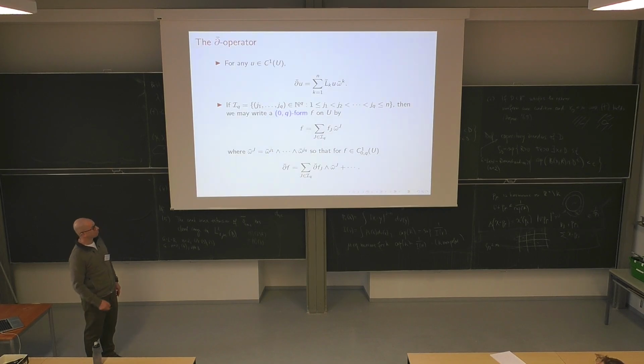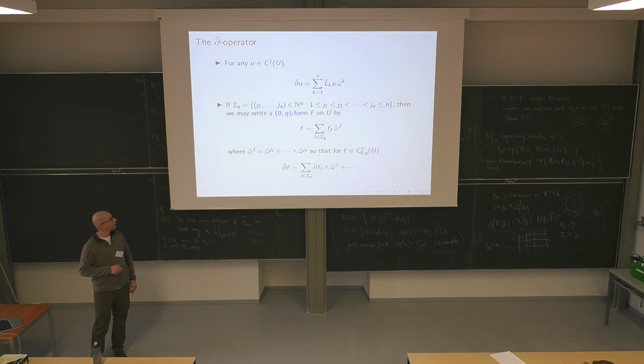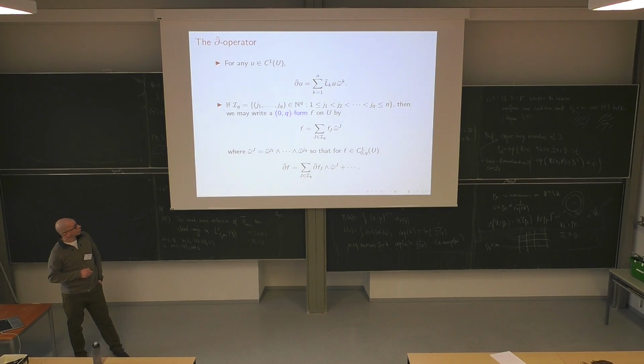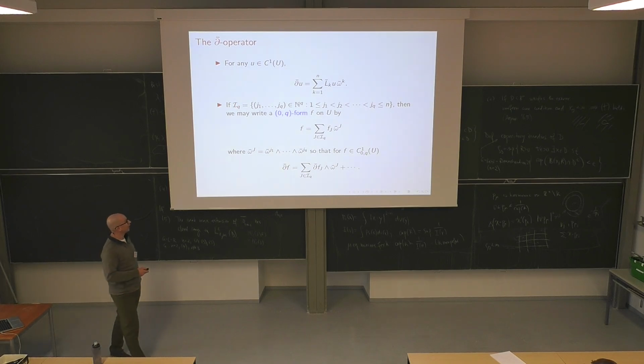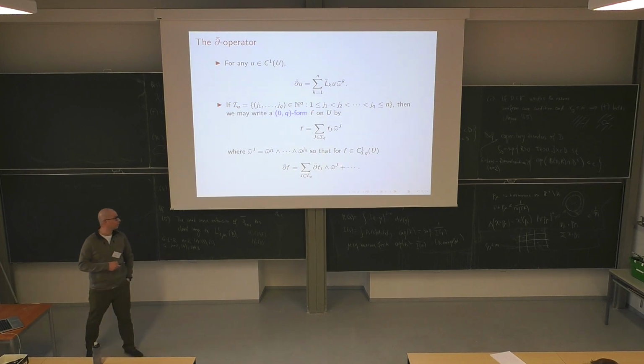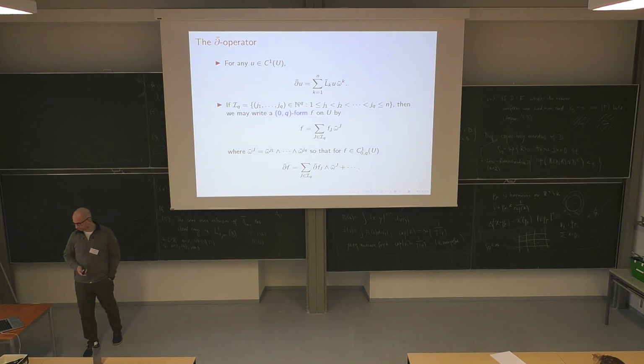Okay, so for any function, we can write d-bar in the usual way. I'll denote the set of increasing q-tuples by curly I_q, or just I_q. And we can write (0,q) forms in the following way, and we have d-bar f defined in the way that we've all been doing for a long time.